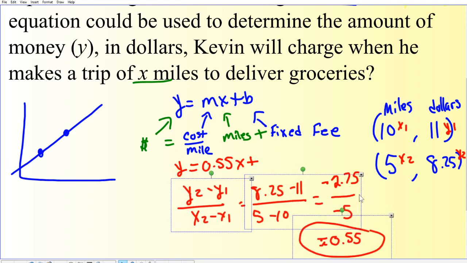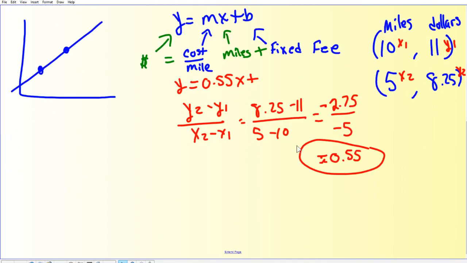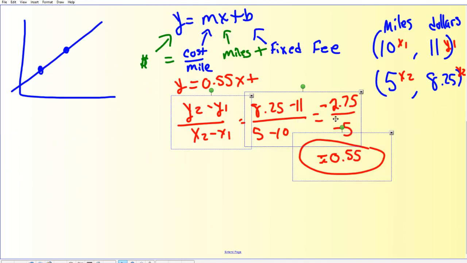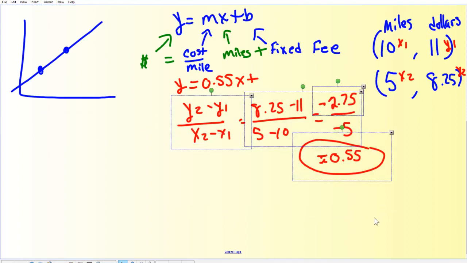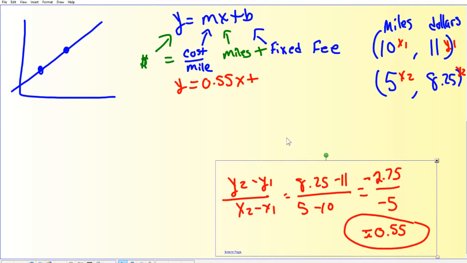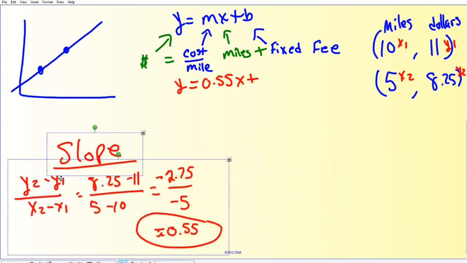Now, if I can find my y-intercept, I'm done. So I'm going to take this chunk and move all of this off to the side. Group it and label it slope. That's what I found. I found my slope. Now, I need to find my y-intercept.